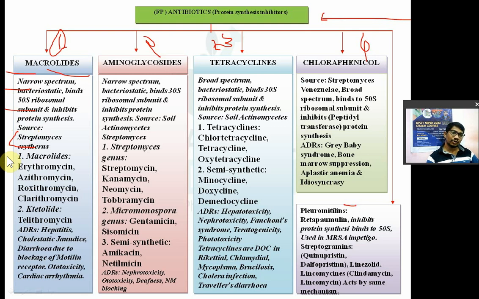Now examples of macrolide antibiotics. Macrolide antibacterial drugs are classified into two types. First, macrolides. In that you will have erythromycin, azithromycin, roxithromycin, clarithromycin. Second is known as the ketolides. In that you have telithromycin. इसके ऊपर question आ चुका है. So ketolide is nothing but telithromycin. Macrolides are erythromycin, azithromycin, roxithromycin, and clarithromycin.